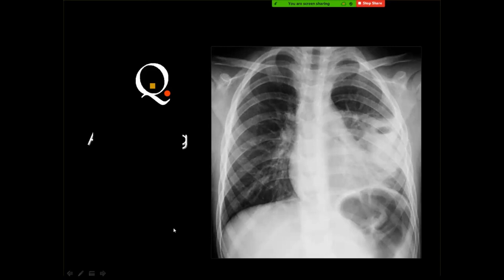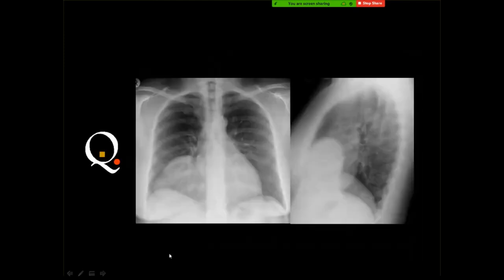Left lung abscess. This is a lung abscess, which is acute because of the surrounding pneumonia. If you see some consolidation around the abscess cavity, then you say that this is an acute lung abscess.